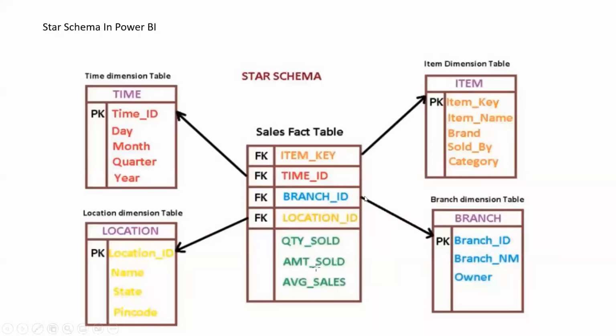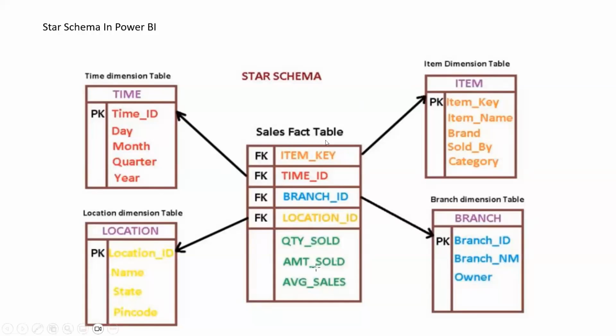See here, in the center, if you are observing, the sales part, which is having the foreign key. FK stands for foreign key. And very important metrics like quantity, amount, average sales. Okay, sales info is there. In the center, you have very important metrics along with some foreign key details. And other tables, if you are observing, there are 4 different tables: time dimension table, location dimension table, item, giving the item details, and branch dimension table, like a branch ID, owner, and branch location names.